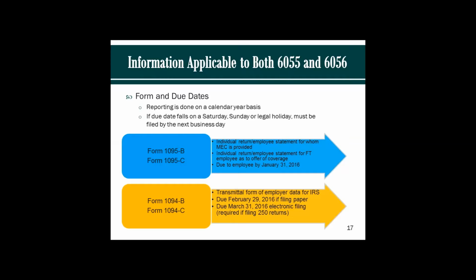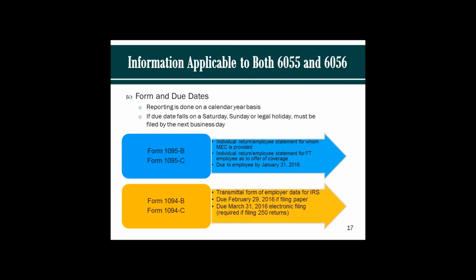These are the individual statements they receive. As to your transmittal that goes to the IRS, that's in the golden colored box, and that's the Form 1094-B and 1094-C. If you are under 250, going to be filing less than 250 forms, you can file by paper, and that would be due February 29th, 2016. And that's because we have a leap year next year.